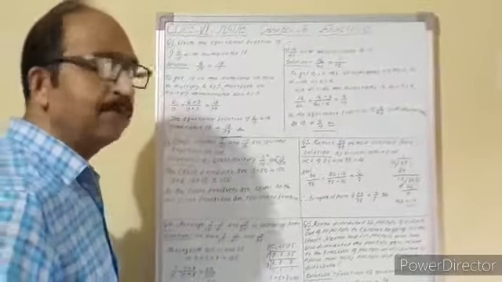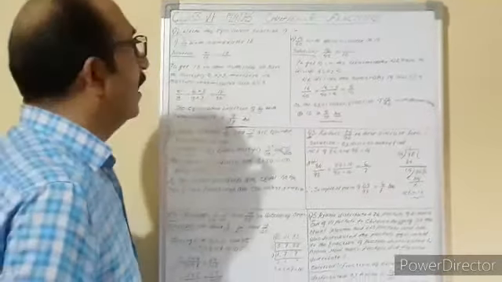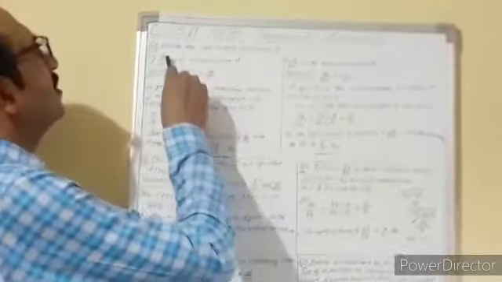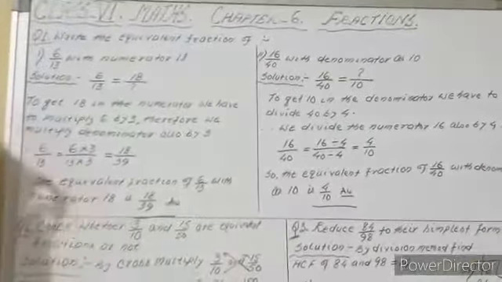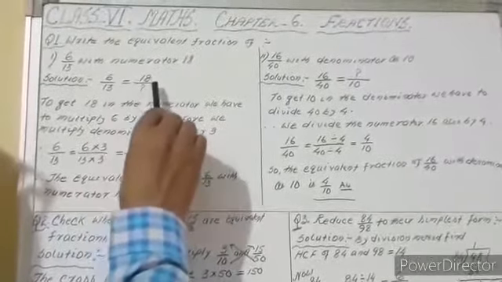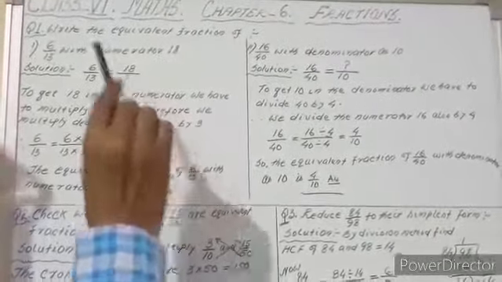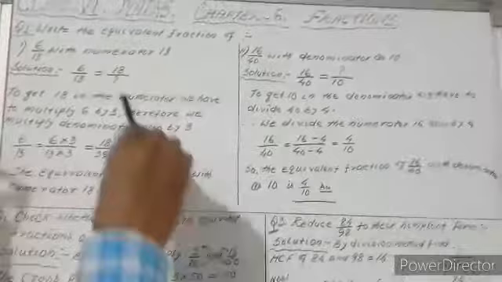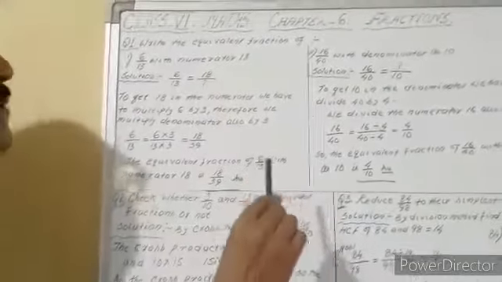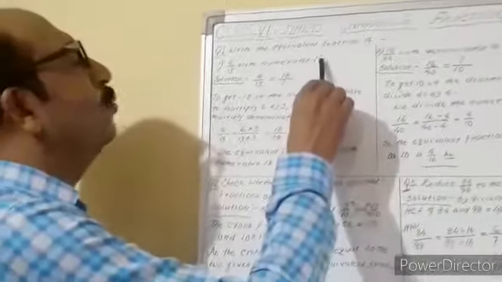The first question which I have chosen from your chapter 6 is: write the equivalent fraction of 6 upon 13 with numerator 18. Here you see 6 upon 13 equals 18 upon a question mark. Here what we have to do is determine the equivalent fraction with the numerator 18.